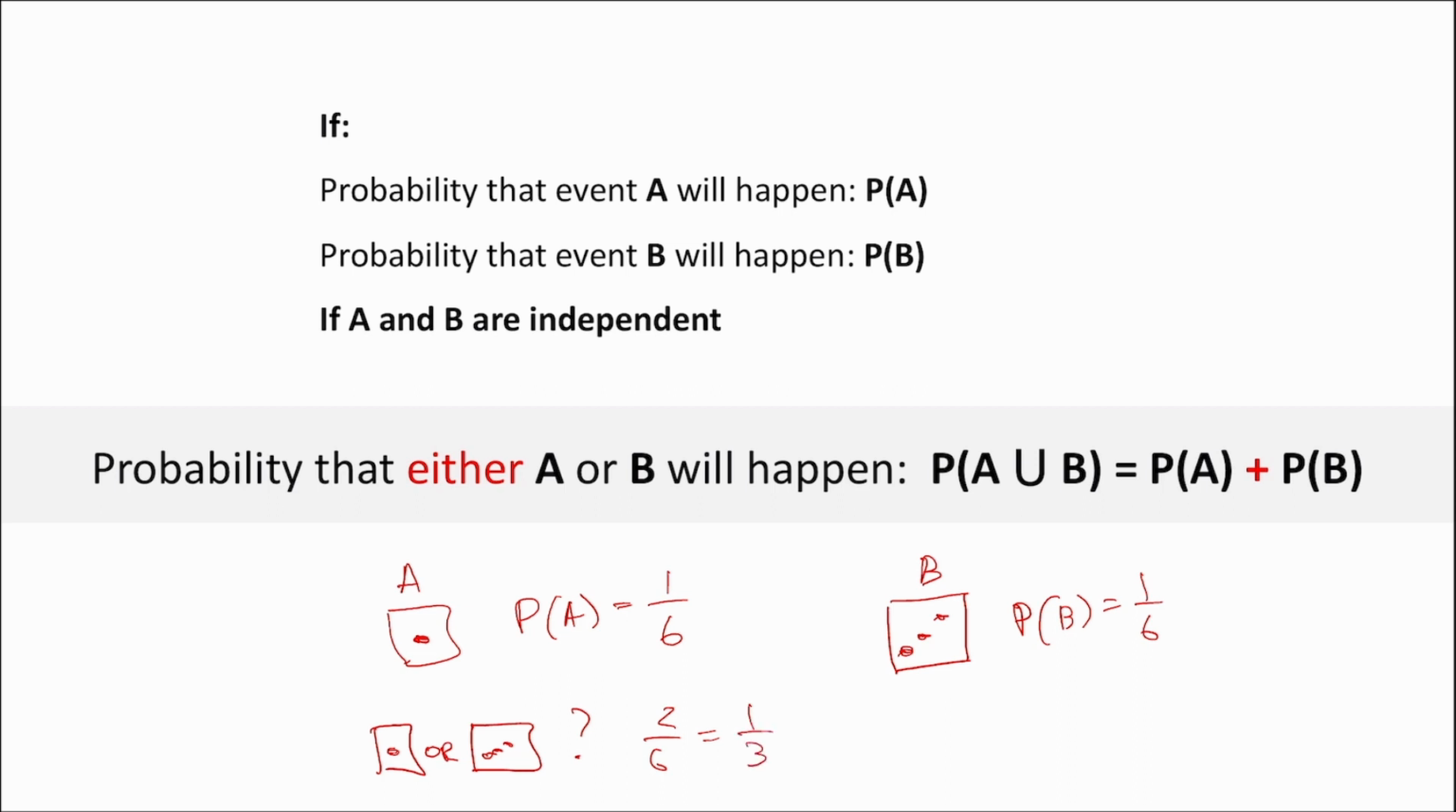But on the other hand, you can also compute it like this. The probability of having either A or B is the probability of A plus the probability of B, which is 1/6 plus 1/6, which gives you exactly the same, 1/3. So if you have two independent events, the probability to get either of these two events is a sum of these probabilities. Okay.